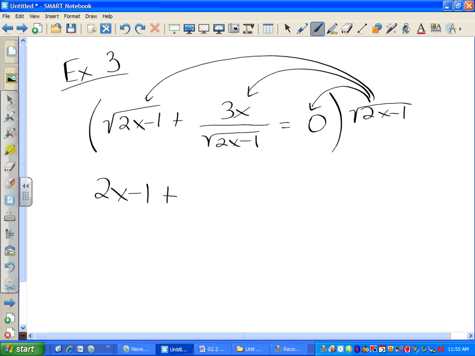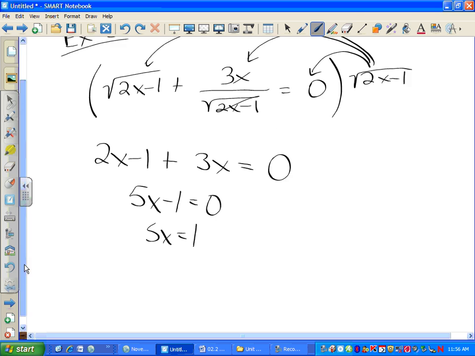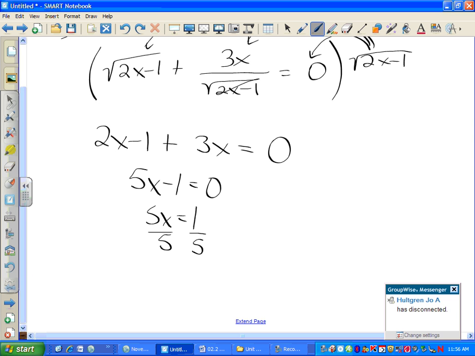Plus, what happens with the next distribute? The numerator, the denominator cancels, and so I just have my 3x, and then 0 times anything is 0. That makes it nice. So this ends up nice and easy. 3x, sorry, let's go with 5x, minus 1 equals 0. 5x equals 1. X equals a fifth.